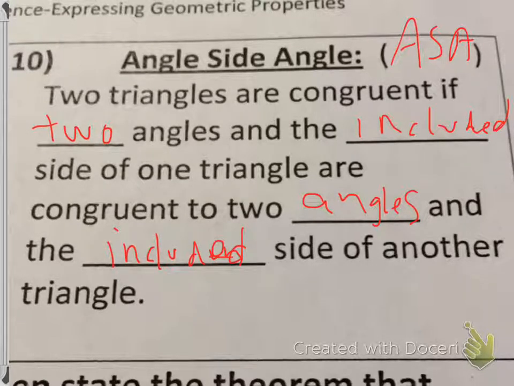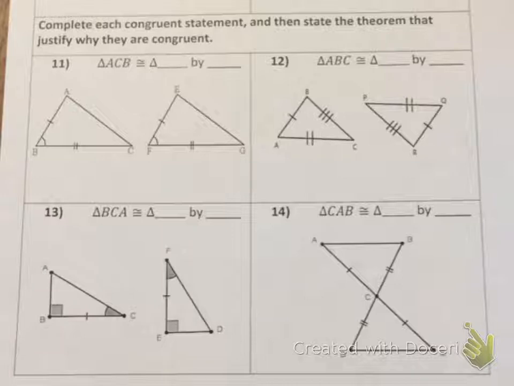Gosh, I'm spelling included wrong too. I'm having a rough time these last few minutes here. Let me rewrite that so it's right. Included. Okay, that's angle, side, angle. All right, so last of all, we're going to look at these and decide if the triangles are congruent, and if they are, by what theorem they are congruent.